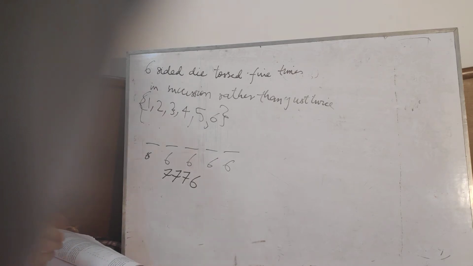So the book says we will call an ordered collection of k objects a k tuple. So you have 5 objects here. You can call it a 5 tuple. So each outcome of this die tossing experiment 5 times is then a 5 tuple.